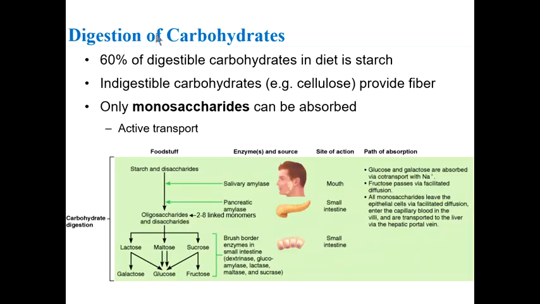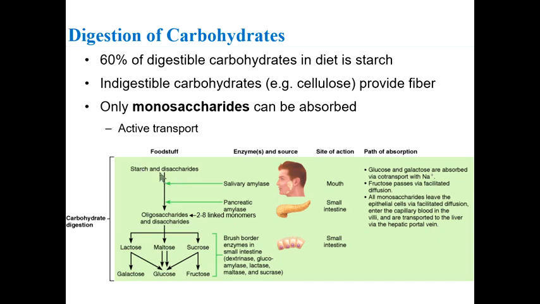So beginning with carbohydrates, more than half of the carbohydrates that we take in are digestible and involve starch. The rest are indigestible carbohydrates, which provide fiber. The important point here is that only monosaccharides, the simple units of carbohydrates, can be absorbed. So digestion has to break down our digestible carbohydrates into absorbable monosaccharides, or simple units.